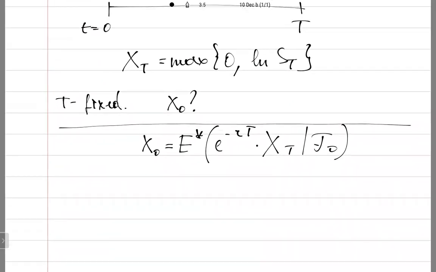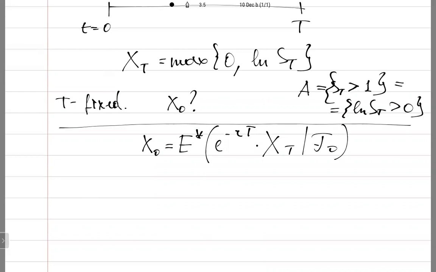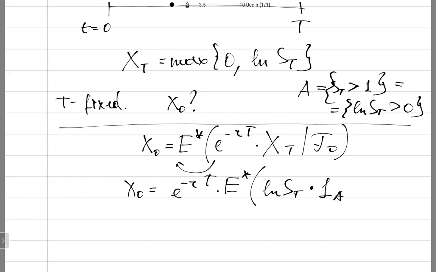What do we have basically? So let's imagine the event A, that ST is greater than 1. It's the same as the logarithm of ST being greater than 0. It's the same event. So I can take out exponent minus RT because that is a non-random quantity. And it is the logarithm of ST multiplied by the indicator of A given F0. Okay?